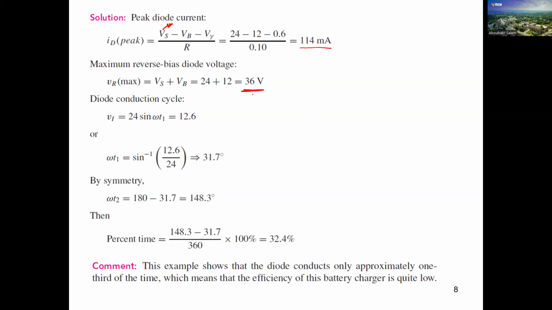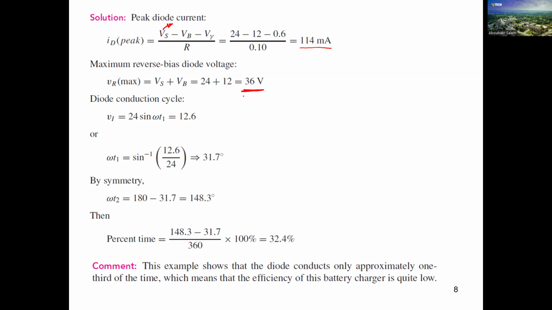So once we have a battery in our load, the maximum reverse voltage will increase. Okay, so this is one of the drawbacks, by the way, of this circuit when we compare it to other rectifier circuits. We have a problem here, which is that the peak reverse voltage value of the diode is relatively high.